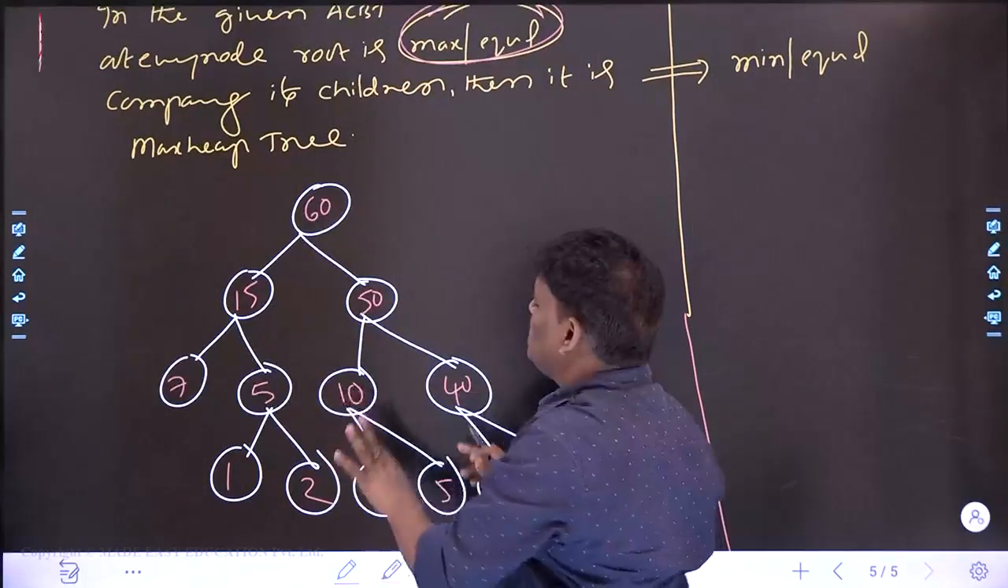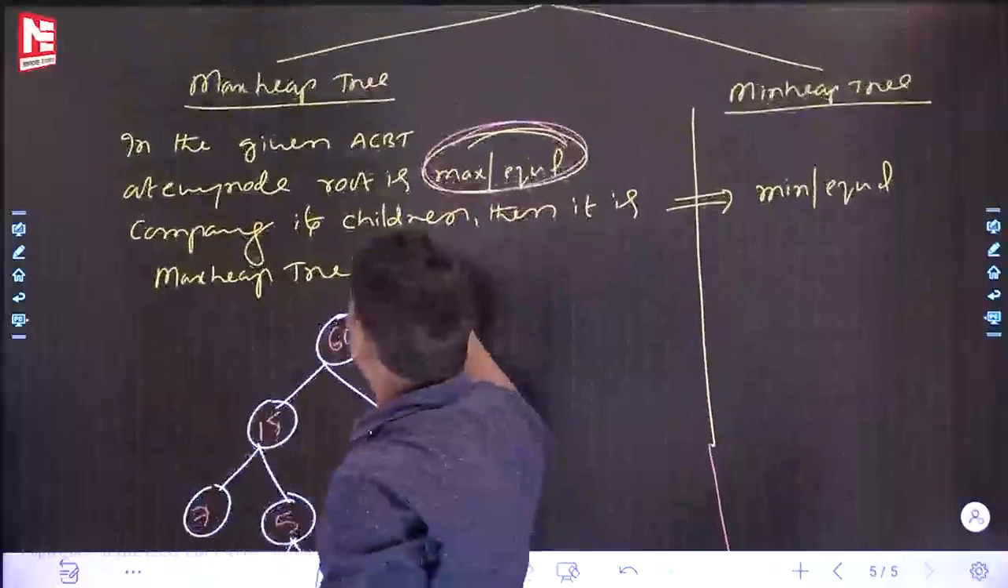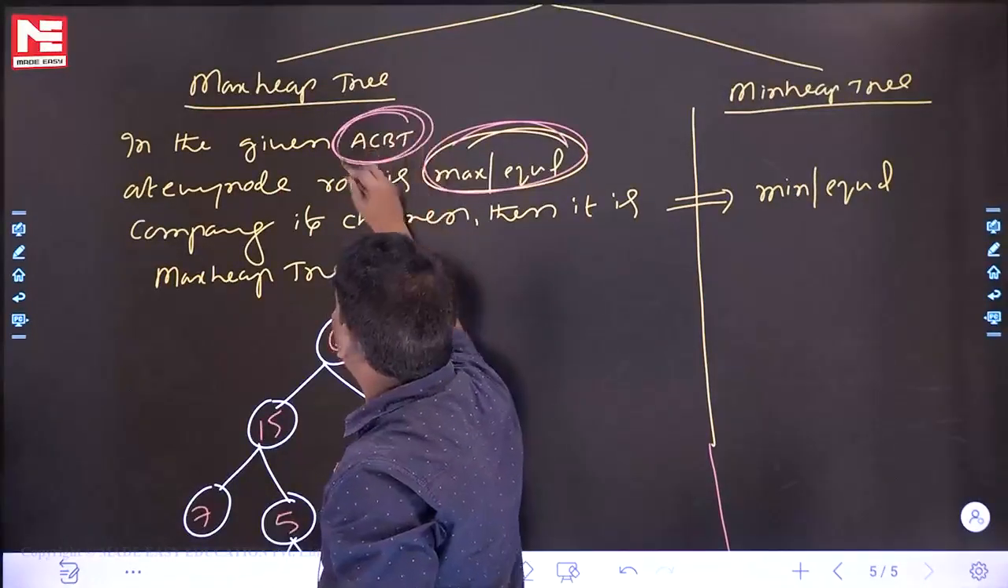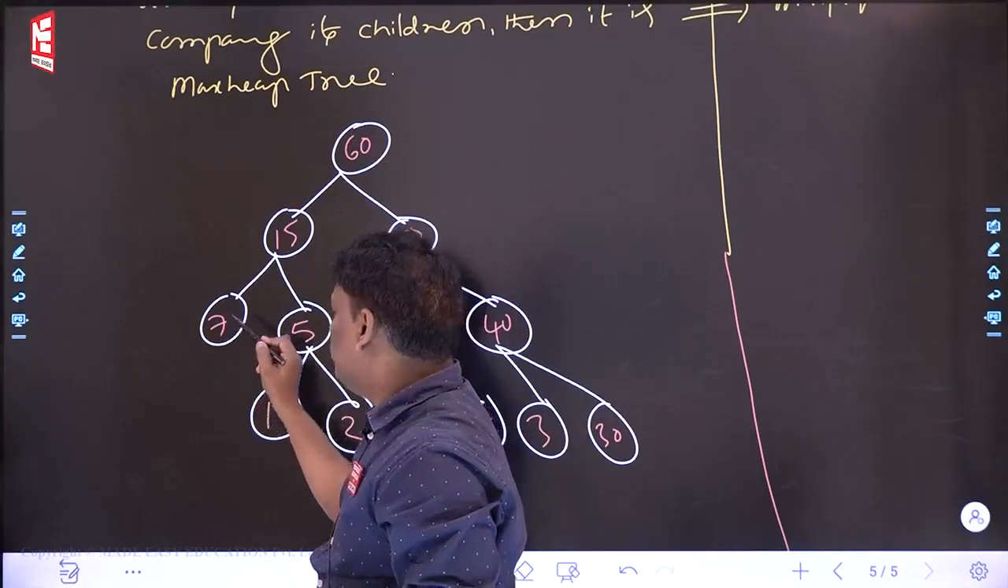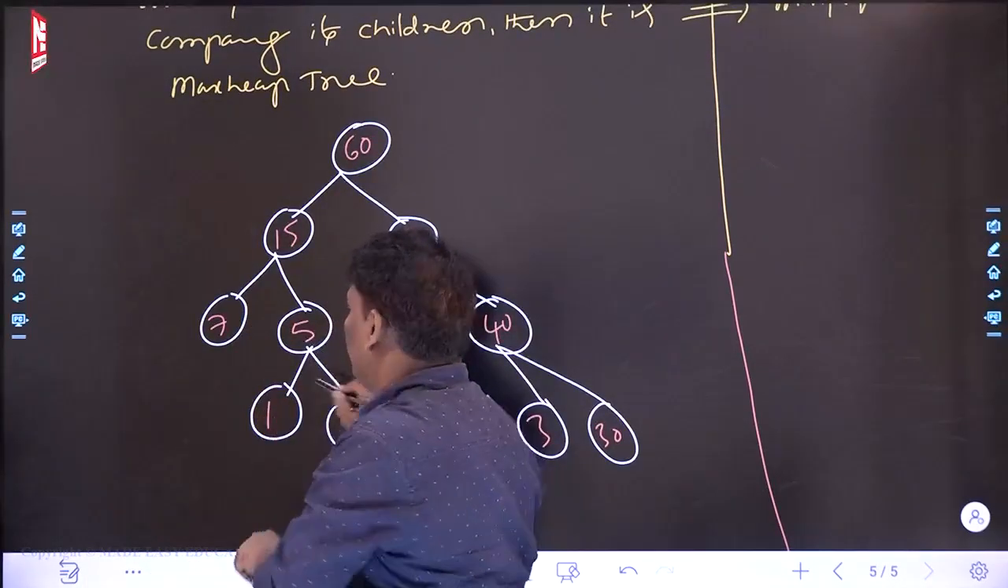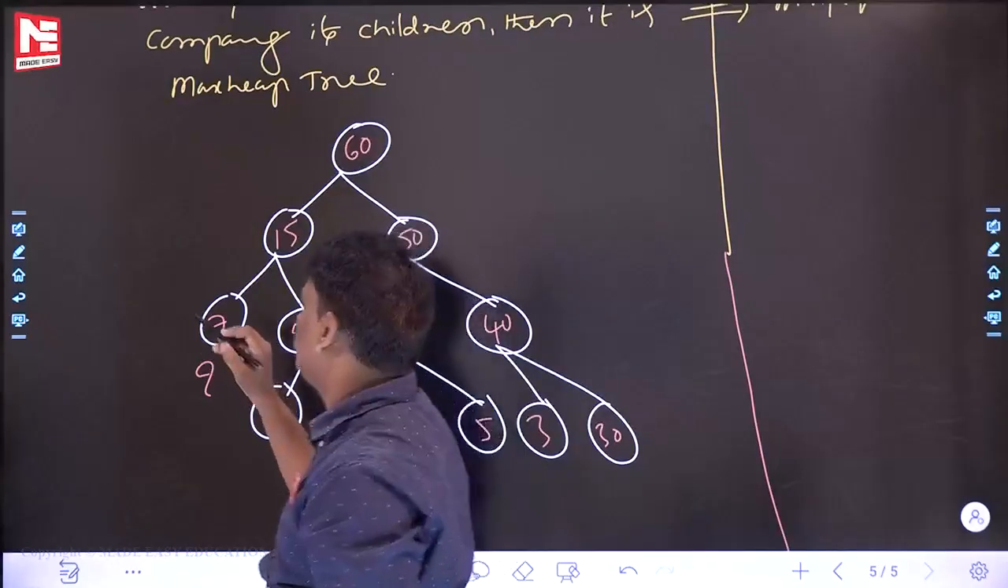I thought it is a max heap, but a fundamental property I am failing. What is that? The given tree is not an almost complete binary tree. See this one gap. Without completing left, how can you go to right? Because of this gap, what is the answer?